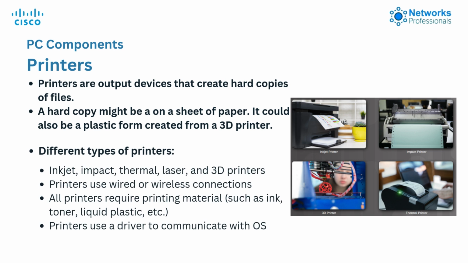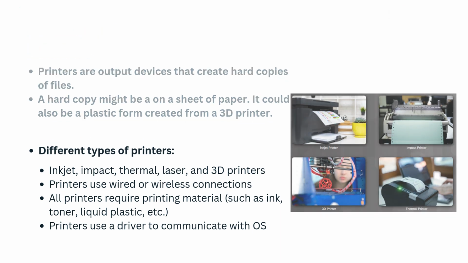Printers. Printers are output devices that create hard copies of files. A hard copy might be on a sheet of paper. It could also be a plastic form created from a 3D printer. Different types of printers: inkjet, impact, thermal, laser, and 3D printers. Printers use wired or wireless connections. All printers require printing material, such as ink, toner, liquid plastic, etc. Printers use a driver to communicate with the OS.